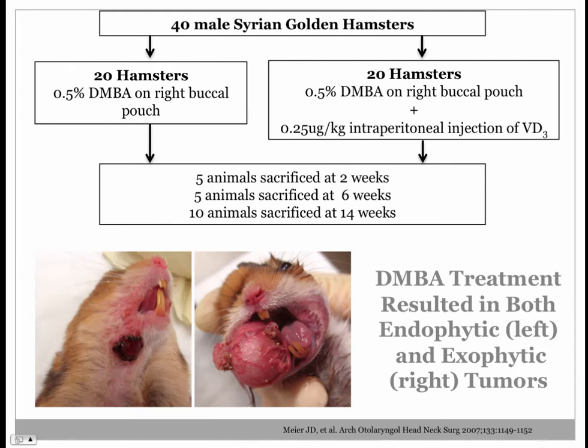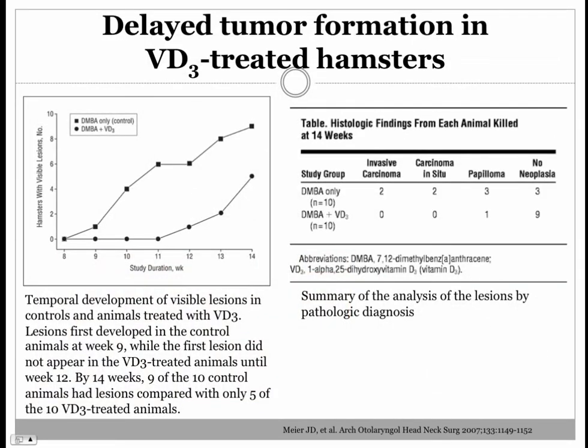And after that, of course, you have to sacrifice these hamsters, excise these tumors, and then look for the presence or absence of those proteins of interest. And it's actually interesting because what we did see was this delay in oral cancer progression of the buccal pouch in hamsters that were treated with vitamin D. So pretty neat stuff. Okay, let's go back to lecture.